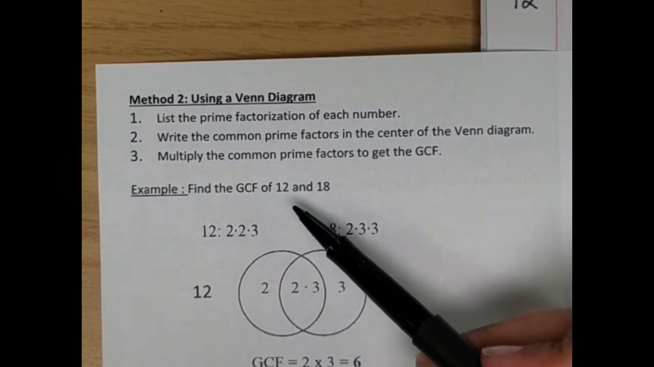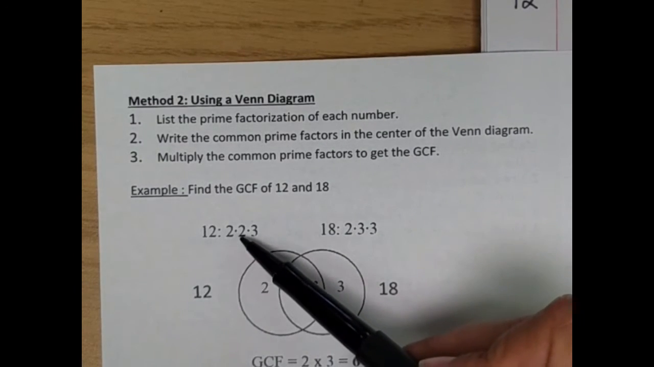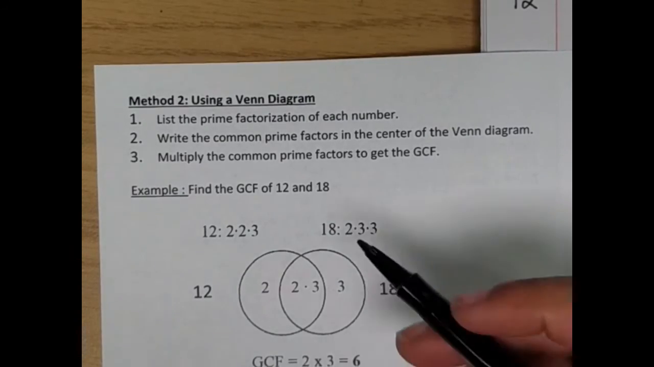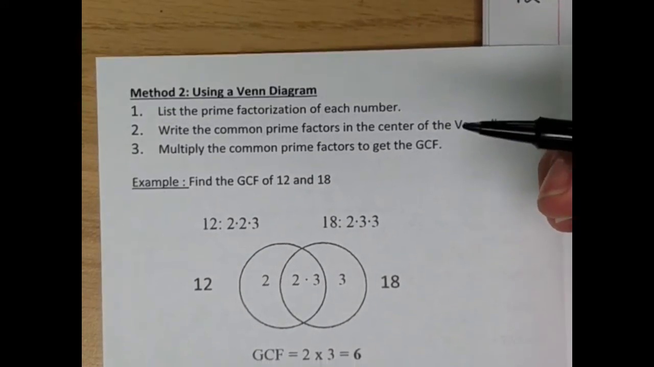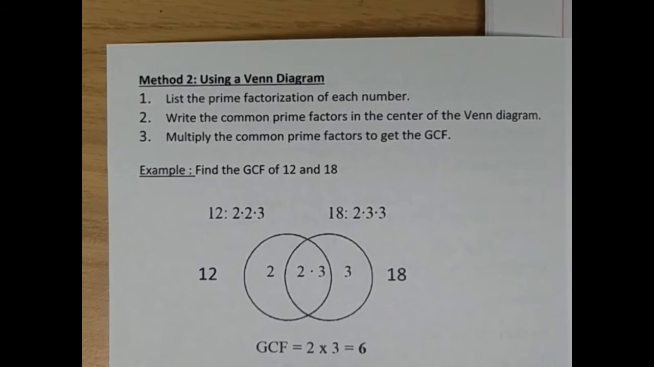So for example, they used again 12 and 18. They broke down 12 as 2 times 2 times 3. They broke down 18 as 2 times 3 times 3. So then, using a Venn diagram, you guys have used them before. Inside the circle for the 12, I'm going to use a color to kind of show that.